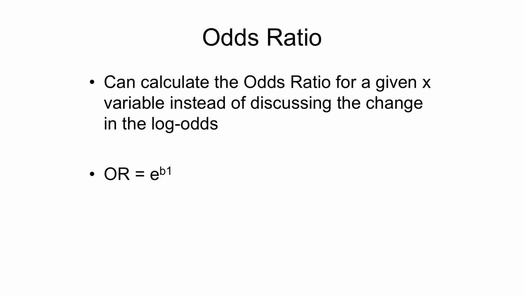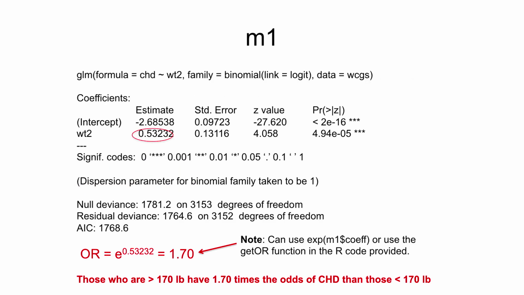As we talked about, the log odds are not the most intuitive to interpret, but we can calculate the odds ratio for a given x variable instead of discussing the change in the log odds. To do so, we simply exponentiate our coefficient. In this example, this tells us that those who are greater than 170 pounds have 1.7 times the odds of CHD compared to those less than 170 pounds. Or we can also say that the odds of CHD increase by 70% for those who weigh greater than 170 pounds versus those less than 170 pounds.